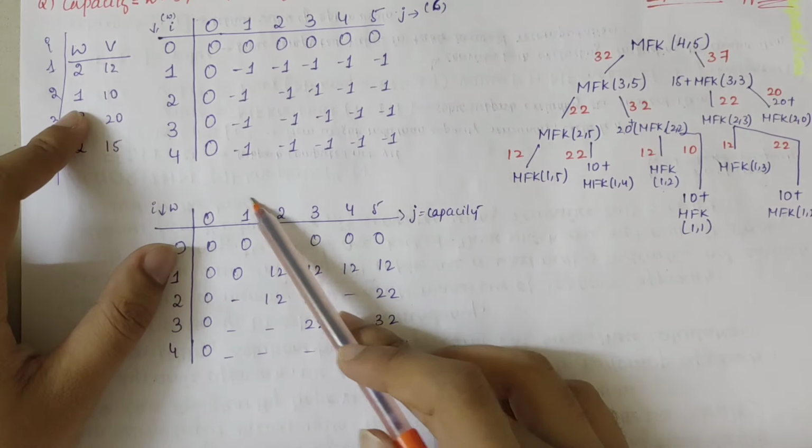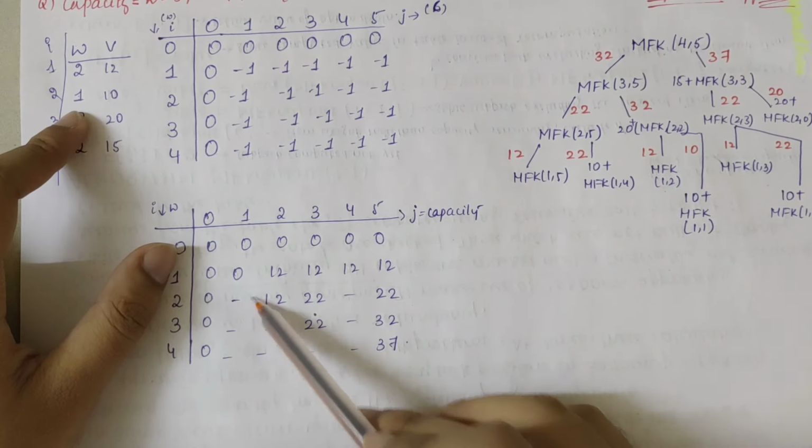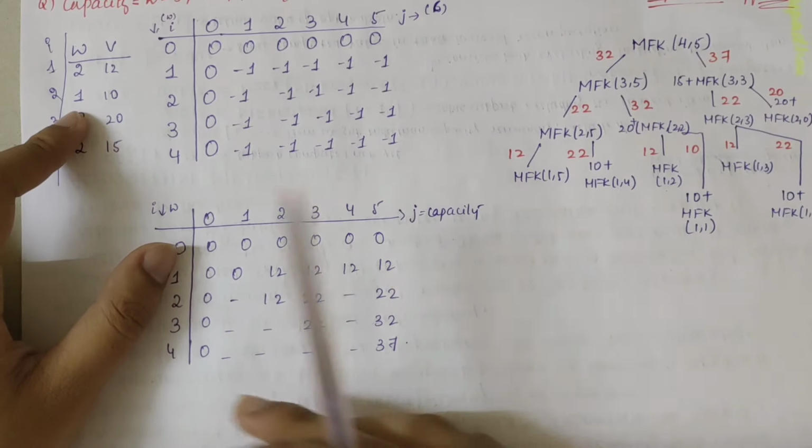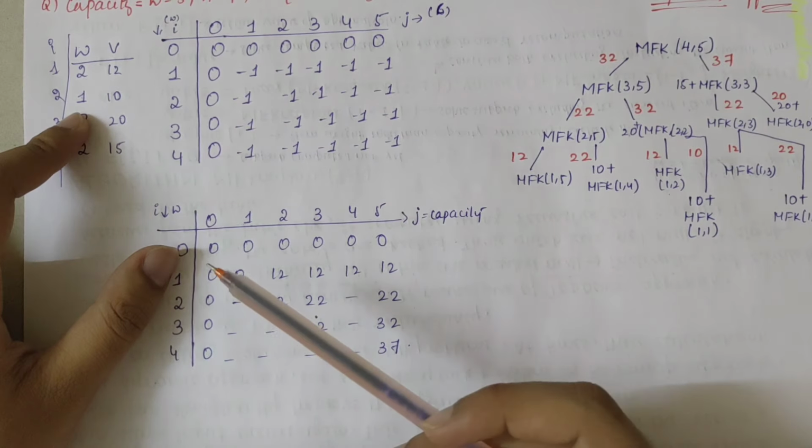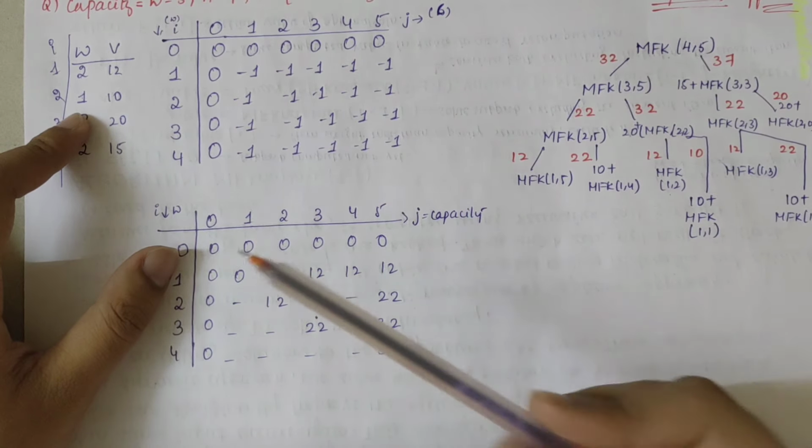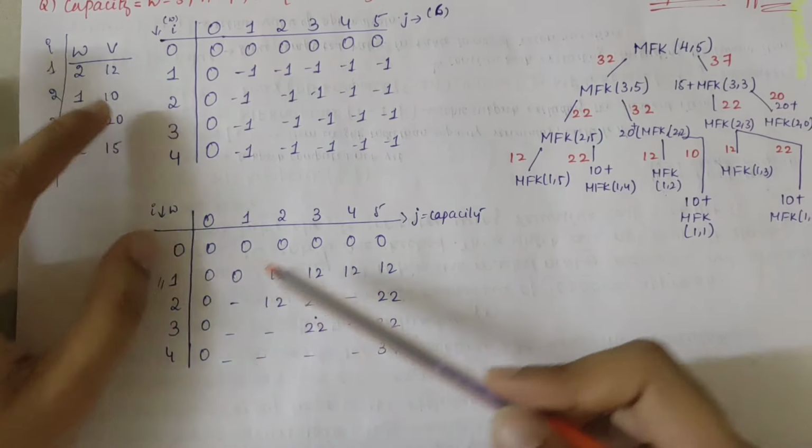For item 2, I have the weight as 1. So here 1 can be stored, but they have put null here, so let me explain the logic. For 2 comma 1, if I write the maximum value of 0 comma 10, it could be 10 or it could be 0. So the maximum is 10.